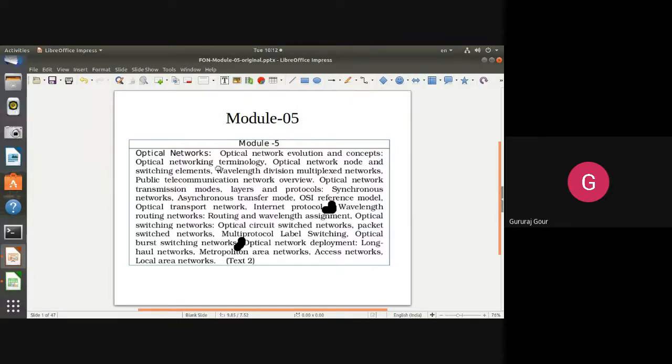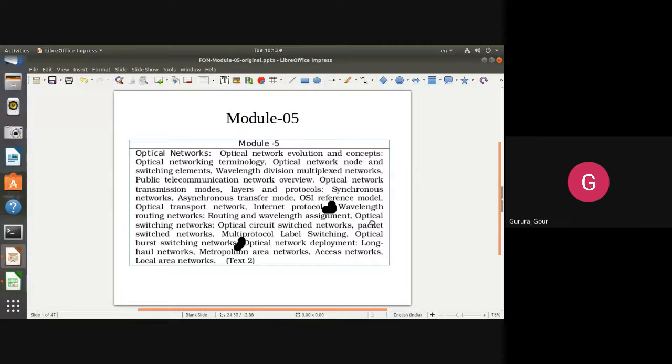We came across WDM networks, and we went through the PSTN network overview. Then we discussed OTN in detail along with ATM and the OSI reference model. Later, in the last session, we discussed wavelength routing network architectures along with the RWA concept.